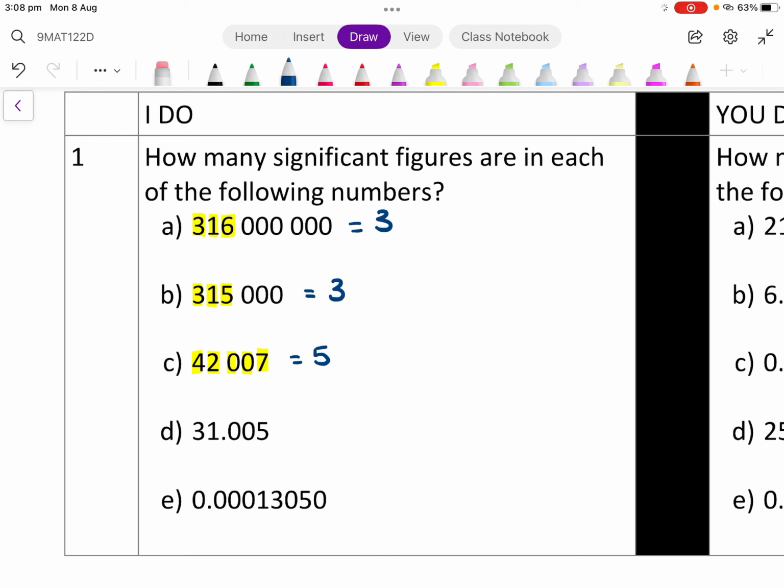In D, 31.005, our 3, 1 and 5 are non-zero digits, and the zeros in between are also significant. So we have 5 significant figures. And in E, 0.00013050, our first significant figure is this 1, and 3 and 5 are our non-zero digits. This 0 is in between and this 0 is trailing. So those 5 digits are all significant.